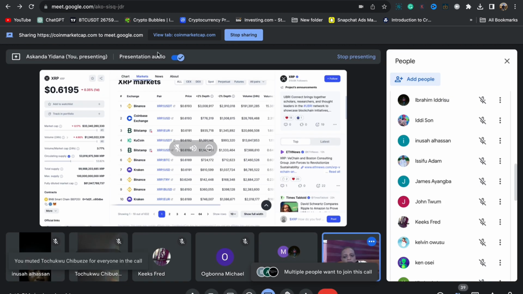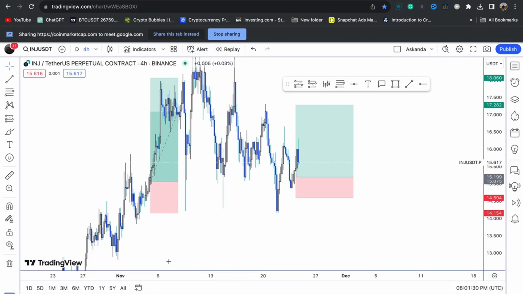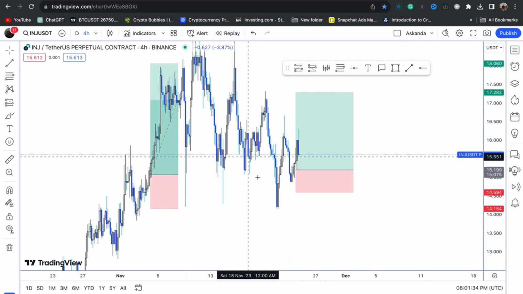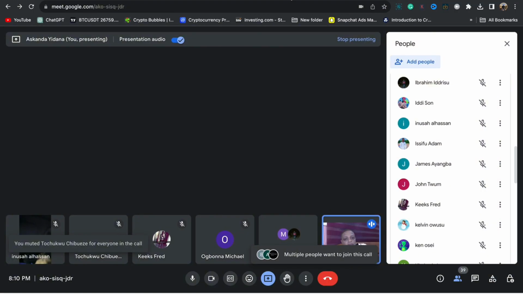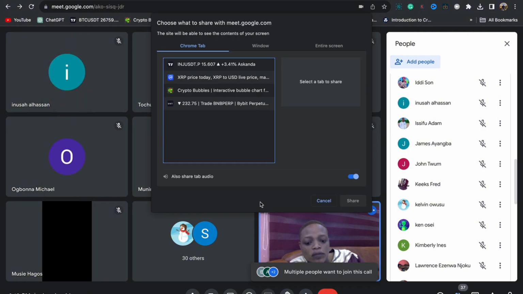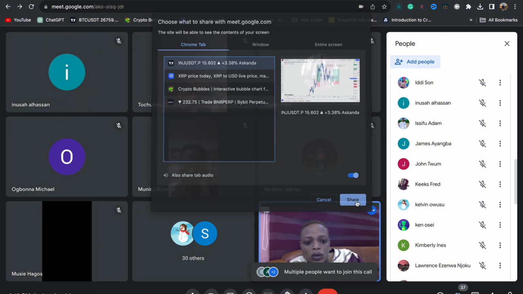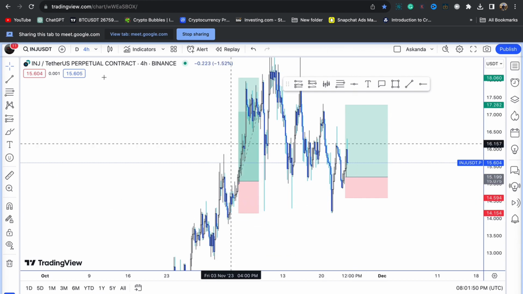Okay, thank you. So what I will do is I'll now go to TradingView, right? I'll go to TradingView. So I will share my TradingView here. So let me share TradingView. Okay, so let's go for TradingView. So we share TradingView. Okay, so this is TradingView.